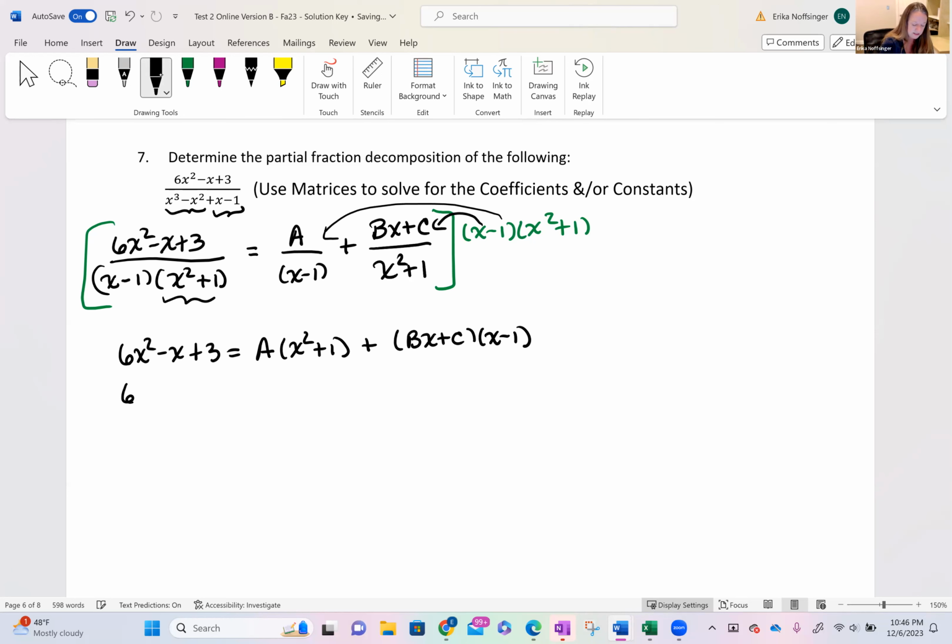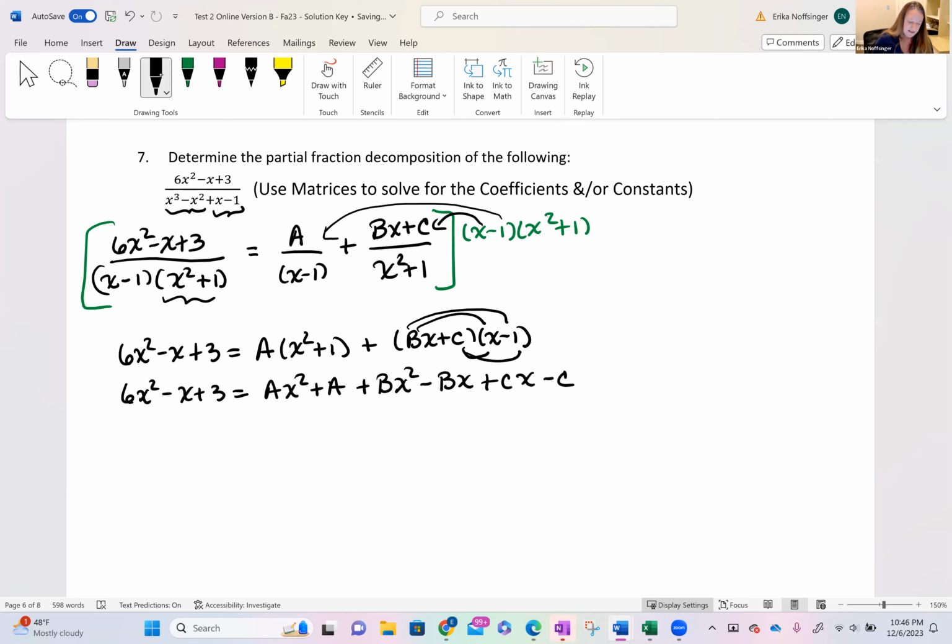So now let's distribute on the right-hand side, distributing our A. We have A times x squared plus A times 1 is A, plus over here we have bx times x, so that's bx squared. Bx times negative 1 is minus bx. C times x, so plus cx. C times negative 1 is minus c.